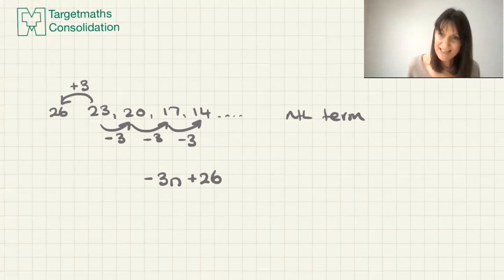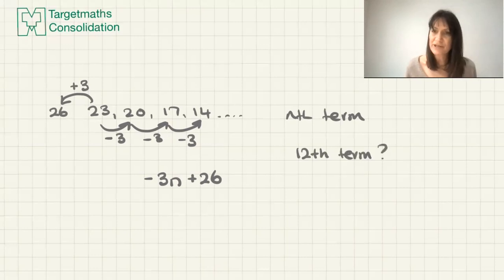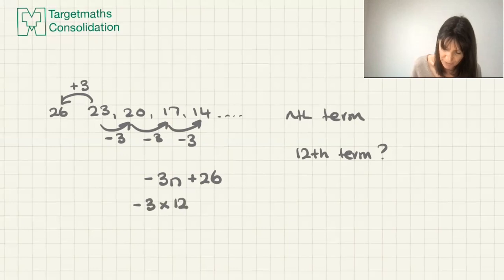Let's add an extra layer to this. Let's say, what would the 12th term be? Okay, press play when you're ready. So you could continue until you've written it out 12 times. I'm going to use the rule. I think it's easier. I also think you've got less chance of going wrong because there's less mathematical steps. I've got minus 3 times 12 to do, and then I'm going to be adding 26.